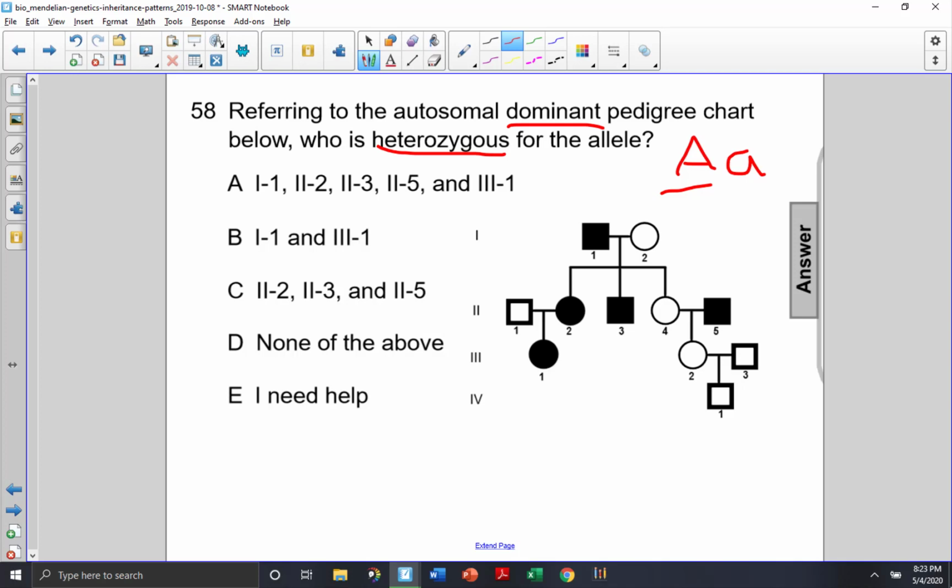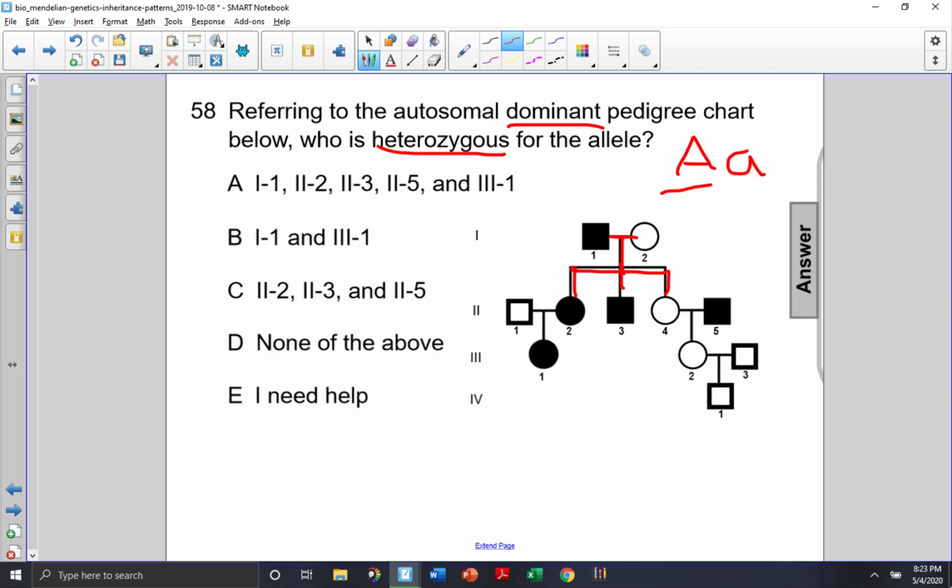So individual 1, is this one heterozygous or homozygous? We know that individual 1's affected by it because it's a shaded square, but let's look at the children. If we have the mating set up here between individuals 1 and 2 in generation 1, we see that one of the offspring, the daughter 4 in generation 2, is not affected by this allele.